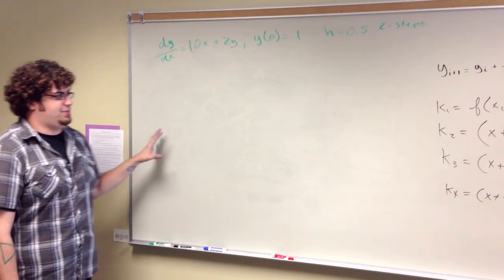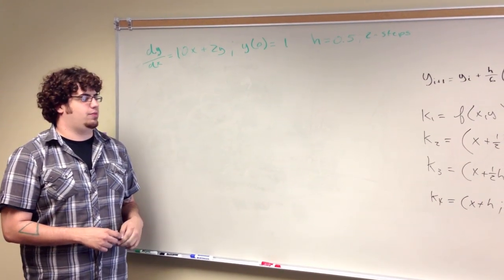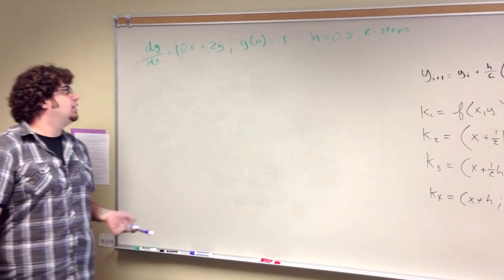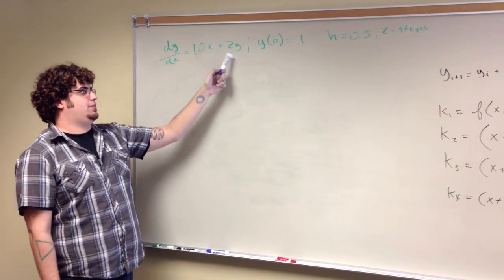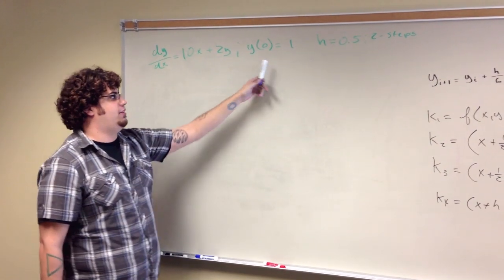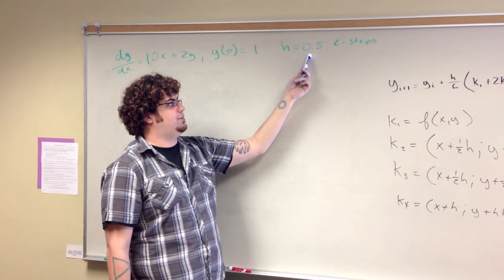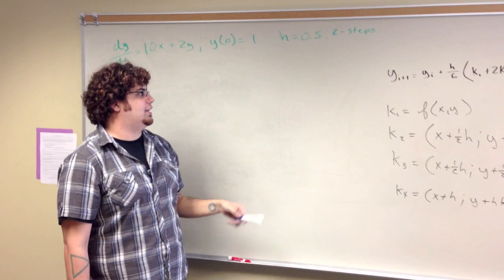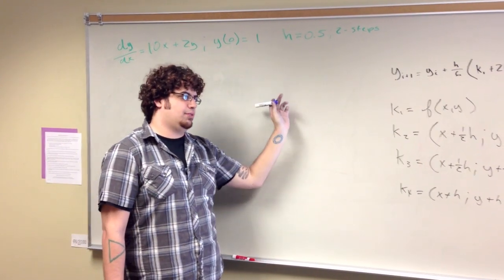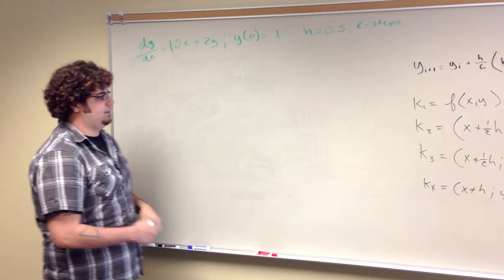Alright, so now we're going to use the Runge-Kutta method to actually find an approximated solution for a differential equation. What we came up with was a differential equation that equals 10x plus 2y. We have an initial value at y of 0 equals 1. We're going to use 0.5 as the step size, and we're only going to go 2 steps because there's a lot to compute by hand. So we'll basically be starting at 0, going to 0.5, and then going to 1 on the horizontal axis.